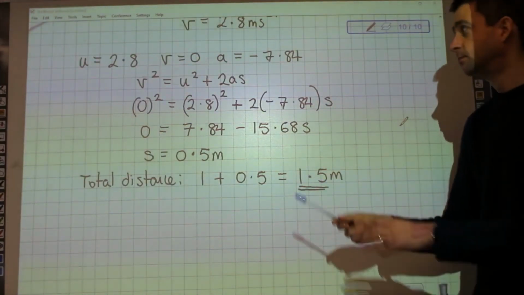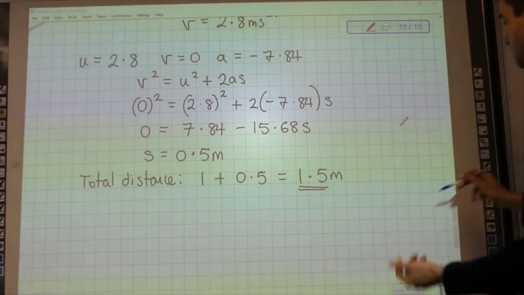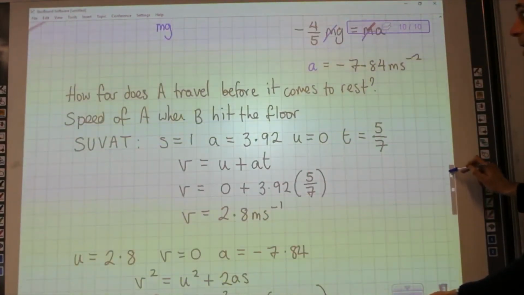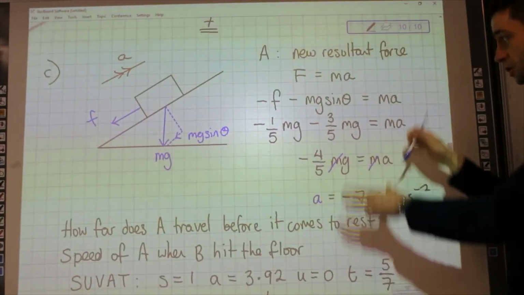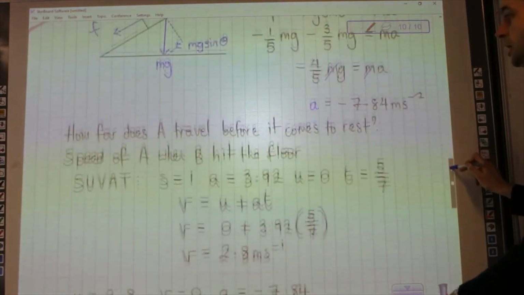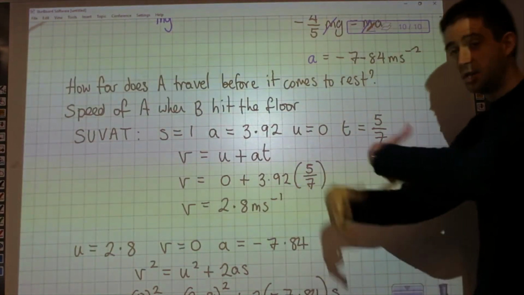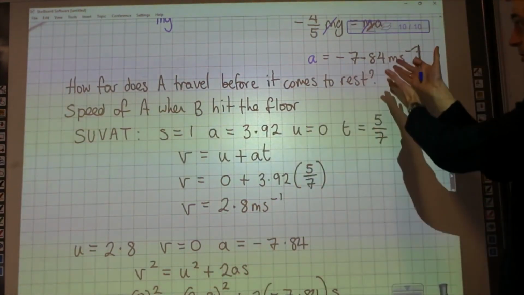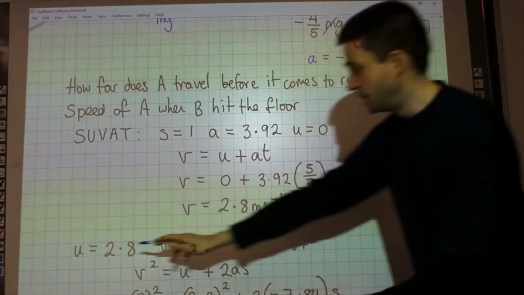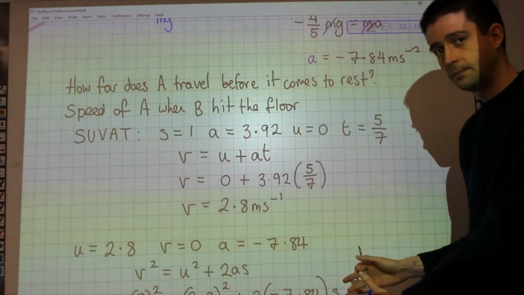Lots of work, but lots of marks. Take your time, be accurate, and consider all the things that you needed to know in part C. You needed the new acceleration for A after B hit the floor. You needed to know the speed that A was going when B hit the floor, because in the new phase of motion, when you had a new acceleration, you needed your initial speed to be the speed that A was doing when B hit the ground.